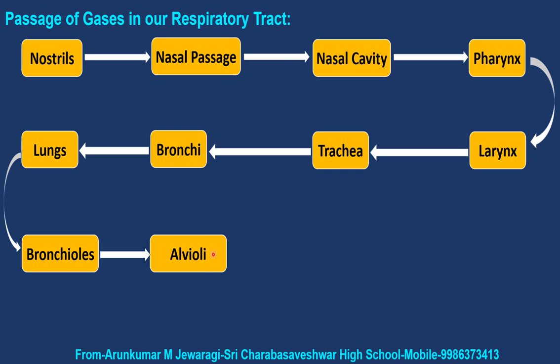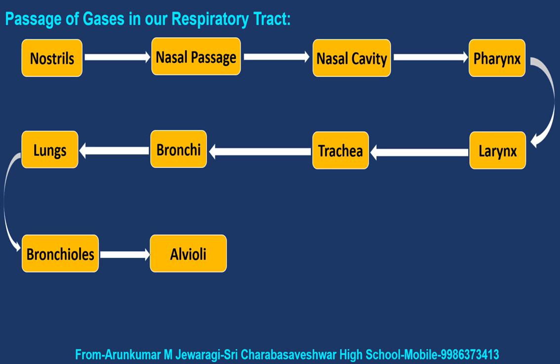First, carbon dioxide is present in the alveoli. From the alveoli, it enters the bronchioles. From the bronchioles it enters the lungs. From the lungs it enters the bronchi. From the bronchi it enters the trachea. From the trachea it enters the larynx. From the larynx it enters the pharynx. From the pharynx it enters the nasal cavity. Here carbon dioxide is not filtered because it is already in the filtered form. Okay. From the nasal cavity it enters the nasal passage, and from the nasal passage it enters the nostrils. From the nostrils it is expelled to the atmosphere. So this is the passage of carbon dioxide.